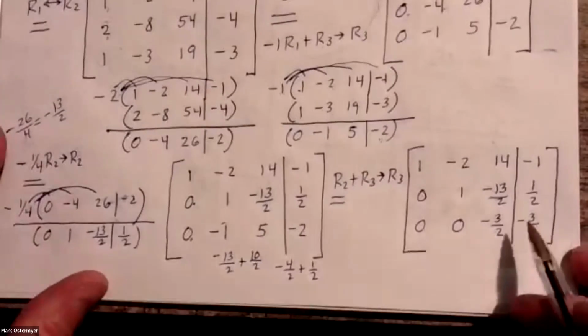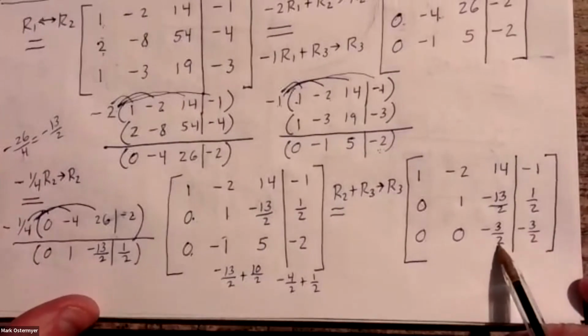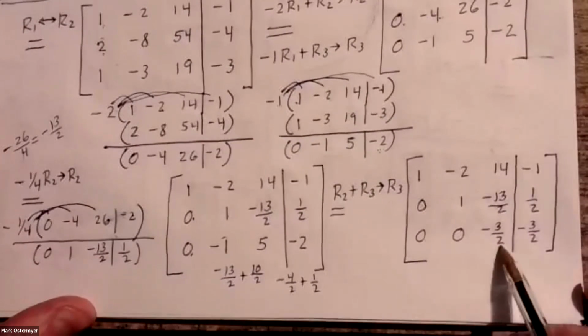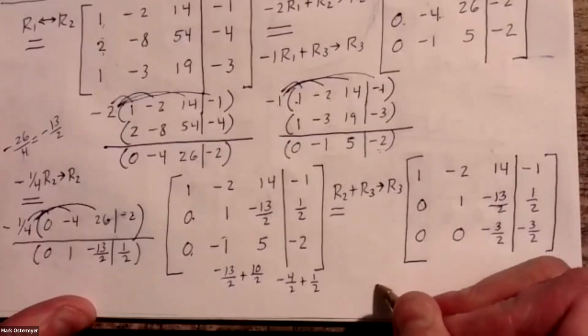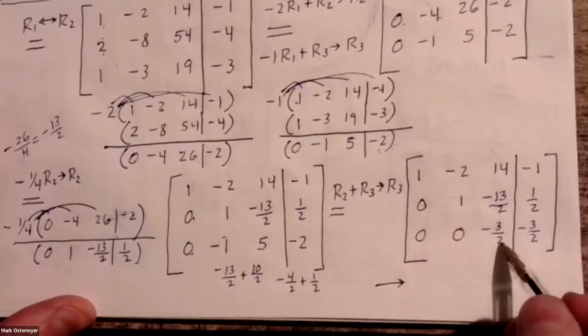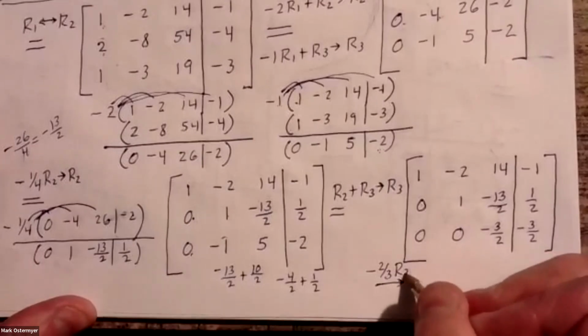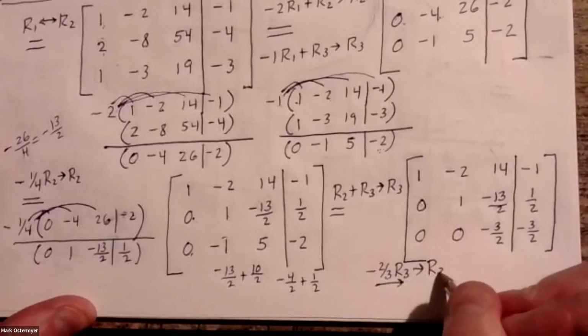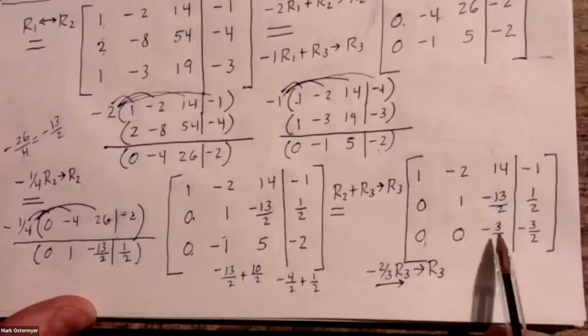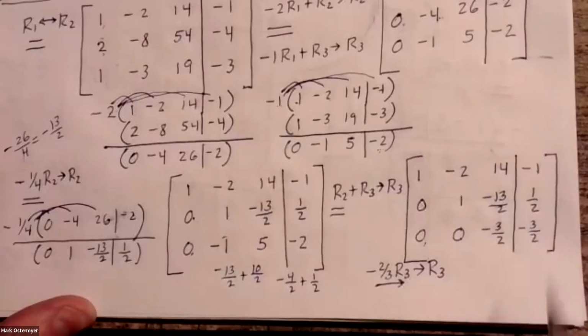All right, one last move, ladies and gentlemen, is to make the 3-3 entry become a 1. So what do I have to multiply row 3 by to make this 1? I'm going to multiply row 3 by negative 2/3 to form a new row 3. So I just multiply all these entries in row 3 by negative 2/3.